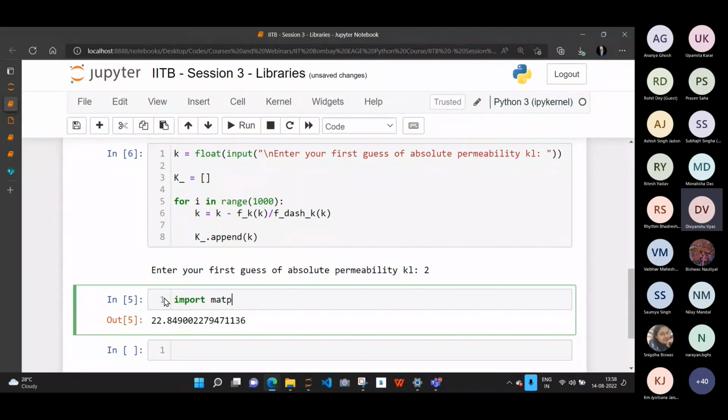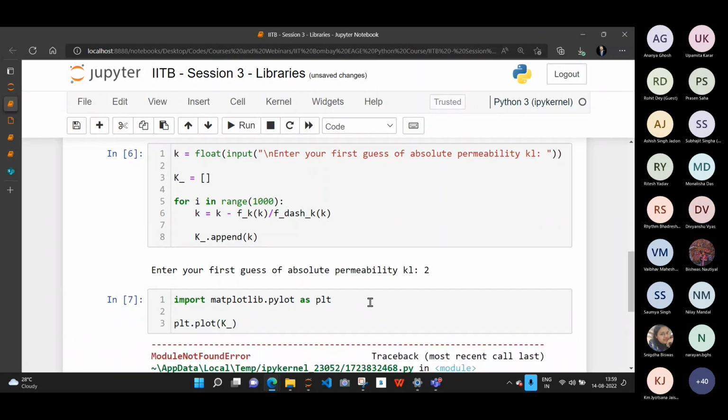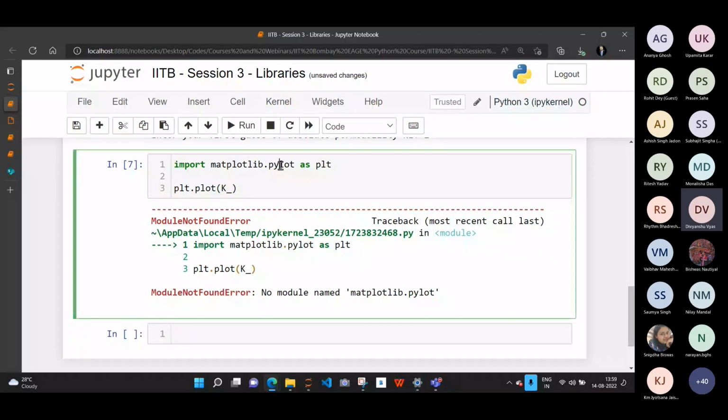So I can import matplotlib.pyplot, which is a plotting library in MATLAB style, as plt. This is a statement that you will always write, because this is like calling the powers of matplotlib, telling Python that, hey, I need matplotlib's help in this code. And then I can do the plt.plot, k underscore, pyplot, sorry.